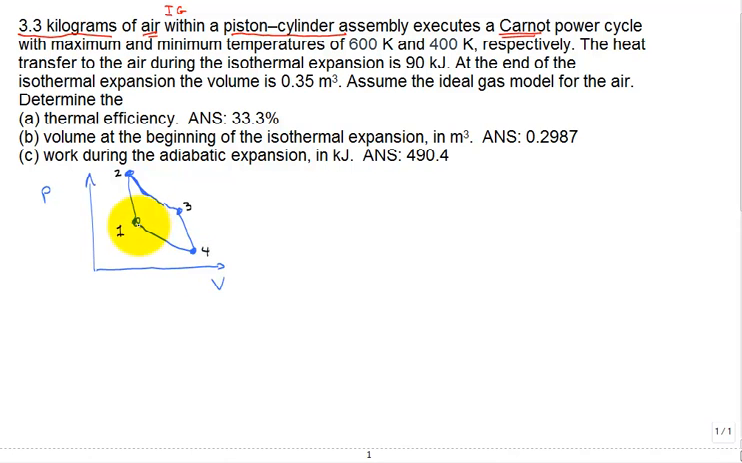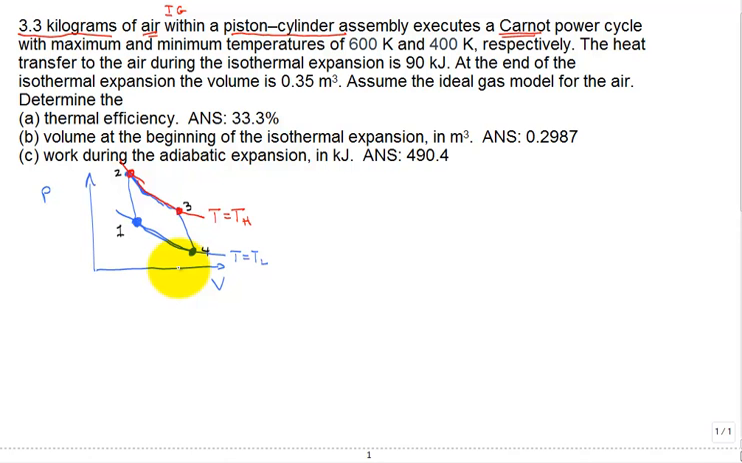So if you think about it, everywhere along this line from 1 to 4 the temperature is equal to a constant, and it's our low temperature. And anywhere along the line from 2 to 3, the temperature is also a constant. I tried to change color so it's easier to see, but it's high temperature. So the temperature at state 2 is the same as the temperature at state 3. Likewise, the temperature at state 1 is the same as the temperature at state 4.